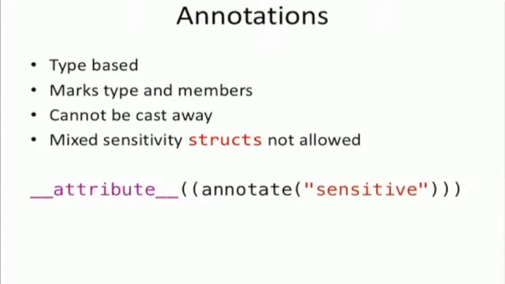And the way the programmer identifies the sensitive data is by using annotations. And our annotations are type-based. So if you add an annotation as shown at the bottom, this makes the entire object sensitive. So if you annotate a struct, it makes all the struct and all its members sensitive.